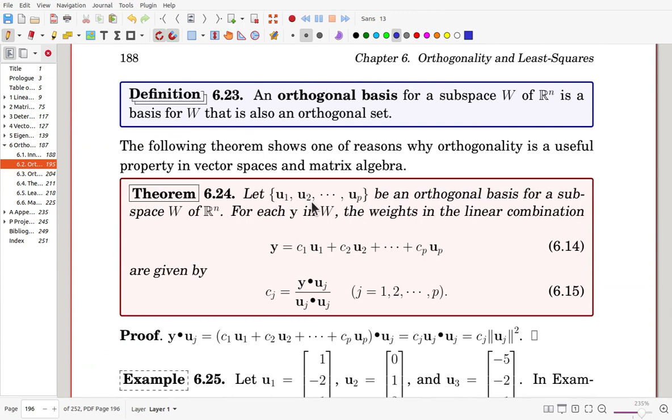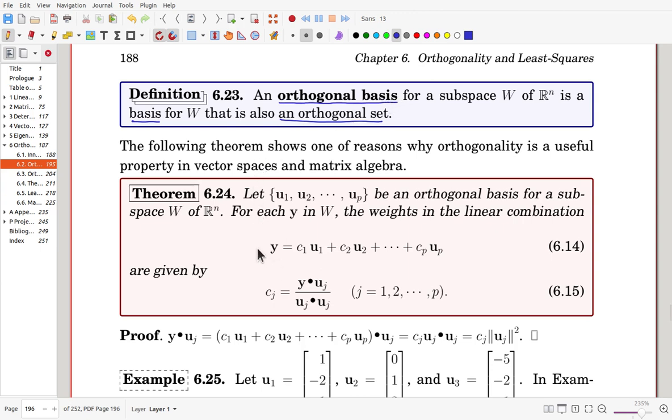By definition, an orthogonal basis for a subspace W of Rn is a basis and also an orthogonal set. It must be a basis, but it must also be an orthogonal set. Then we say the basis is an orthogonal basis.